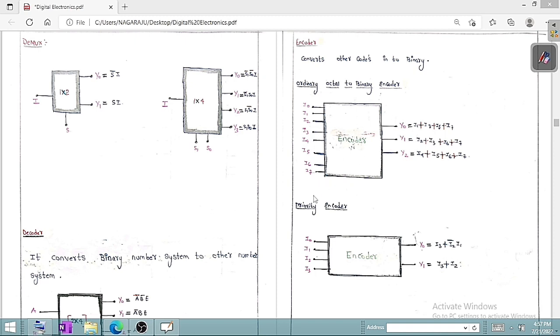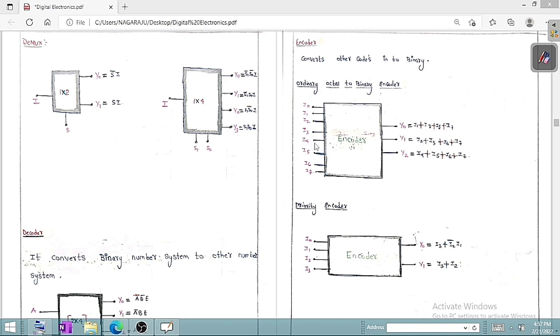If you want to handle that, we have to go for the priority encoder. A priority encoder is nothing but this: if two inputs are activated, whichever has the highest number gets priority, and that output is produced. Suppose 3 and 4 are activated at a certain time. Out of 3 and 4, 4 is the highest number compared to 3, so we get the output for 4, which is 1, 0, 0.